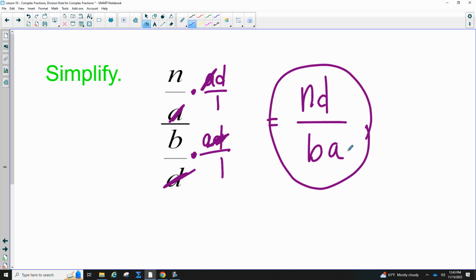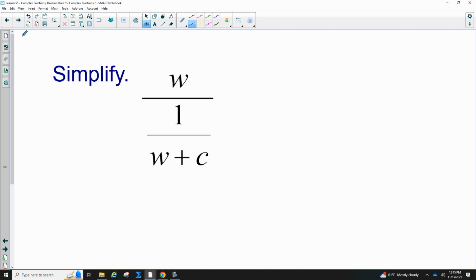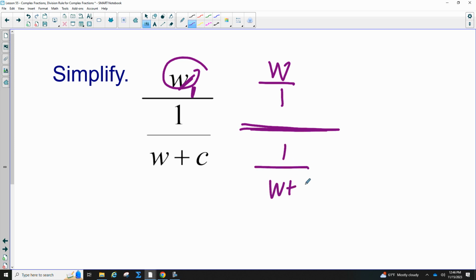All right, you guys. Let's try a harder one. W over 1 over W plus C. So I like to do W over 1 divided by, like this little guy, I'm going to put him over 1 over W plus C. So that way the top is a fraction and the bottom is already a fraction, the 1 over W plus C.